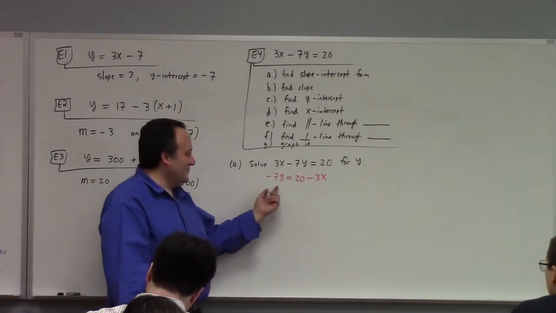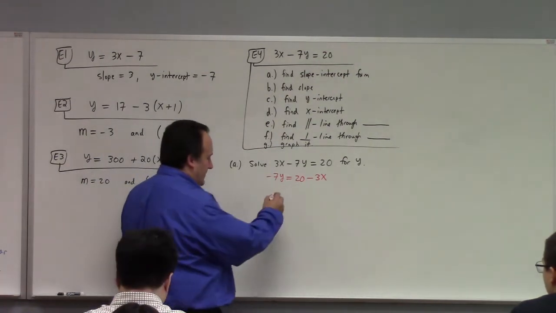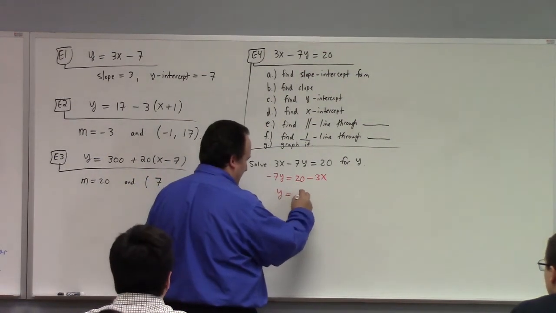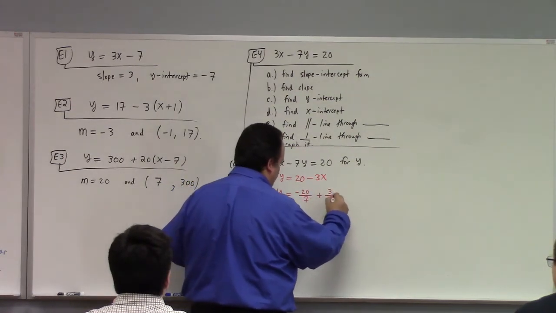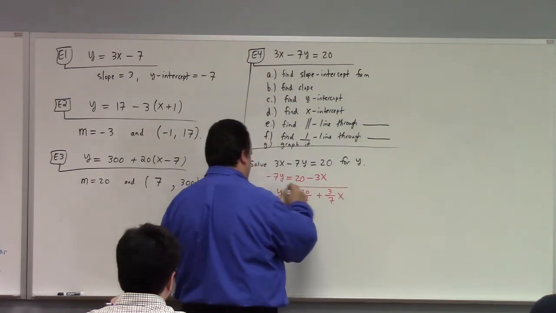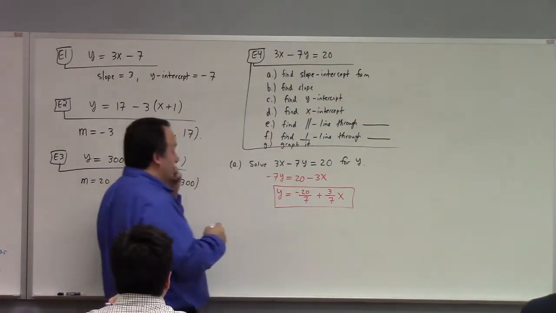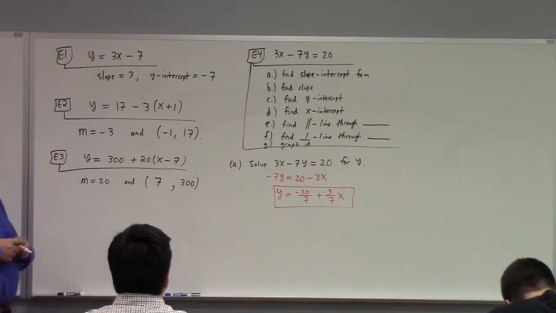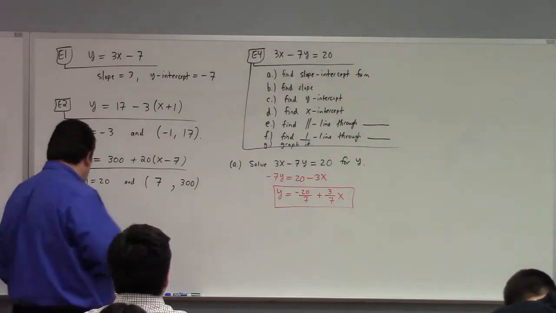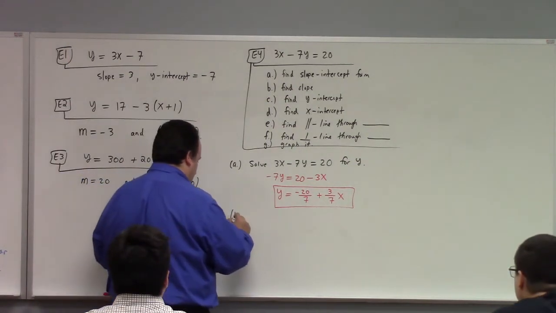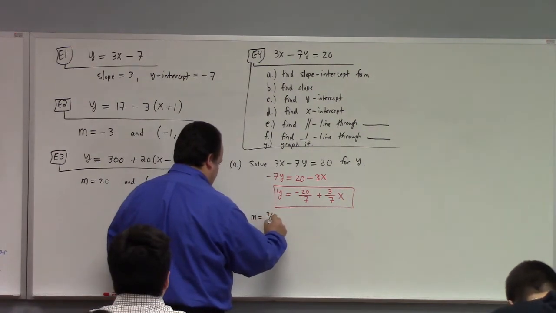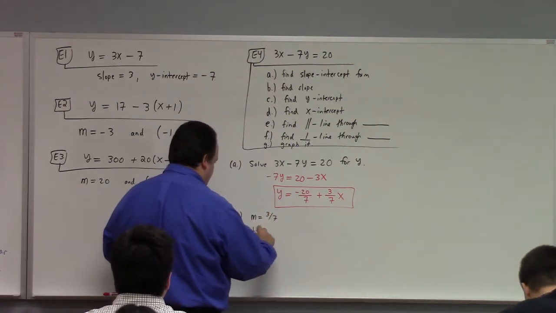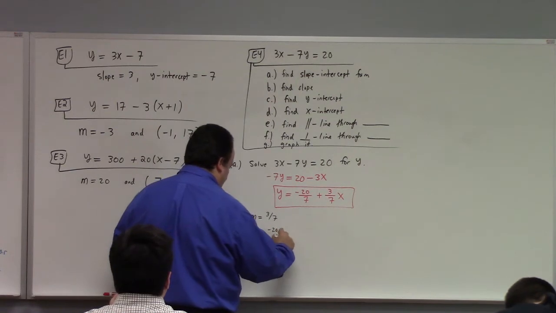So anyway, y equals what? y equals, divide by negative 7, right? Thanks. So we got negative 20 over 7 plus 3/7 x. So there you have it. That is the slope-intercept form of the line. And from that, we can easily answer parts B and C, right? So B, m equals 3/7. C, the y-intercept b is negative 20 over 7, right?